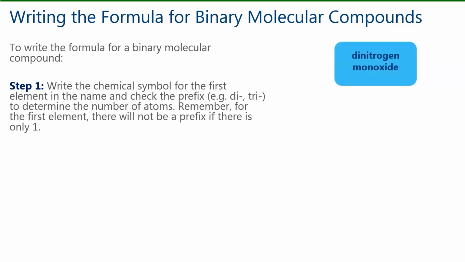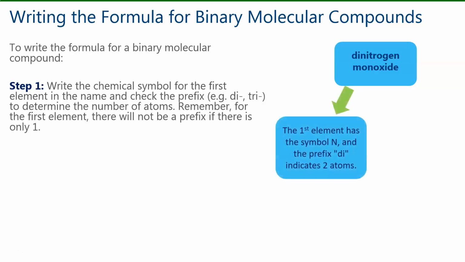So let's look at the example dinitrogen monoxide. We're going to write the chemical symbol for the first element, which is nitrogen. The chemical symbol for nitrogen is an N. And then the prefix di tells us that there are 2 atoms of nitrogen.